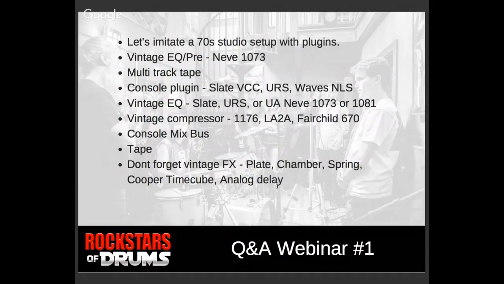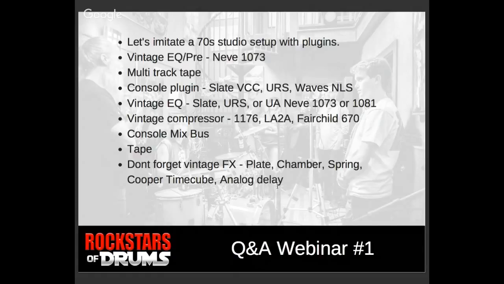So let me just back up. I figured the best way to describe how to do this in a plugin world, if you want to get a sound that reminds you of a 70s studio setup, is to just imitate what the studio would have been set up like with the way you're using plugins and your plugin chain and your gain staging at mix.